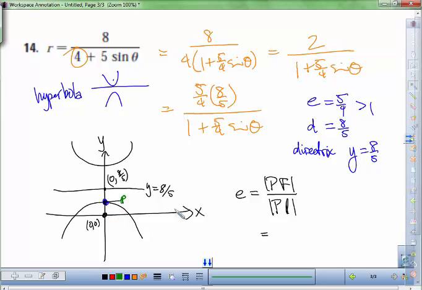So the distance from the focus to that point would be the distance between 0, 0 and this point P, which should be what? P. And then the distance between that point to the directrix is what? 8/5 minus P. What's the eccentricity again? It's 5/4. That's what the eccentricity is, 5/4.